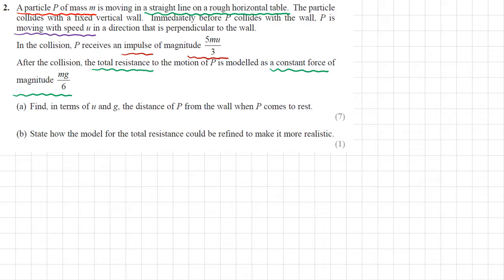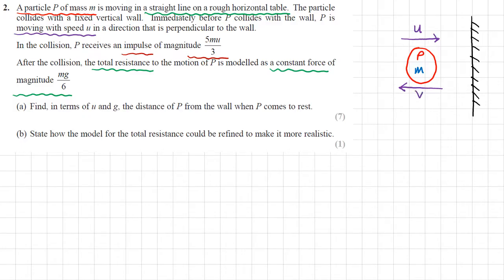So the first thing I'm going to do is to draw a diagram. So I'll draw my wall here like this. This is how I always draw my walls. I'll draw my particle P here of mass m moving towards the wall at a speed of u and away from the wall, well, we'll call that speed v. We're not told what it is, so I'll just call it v.